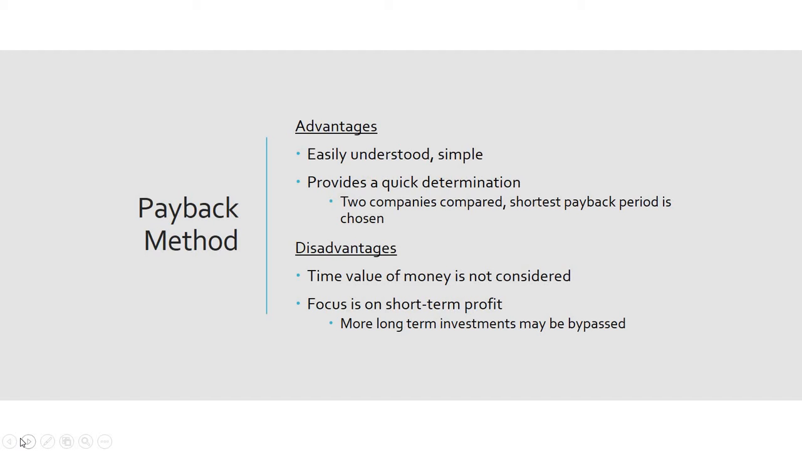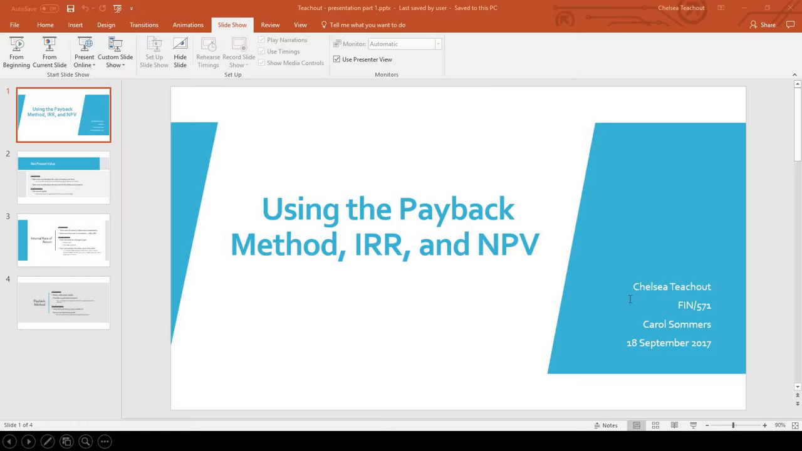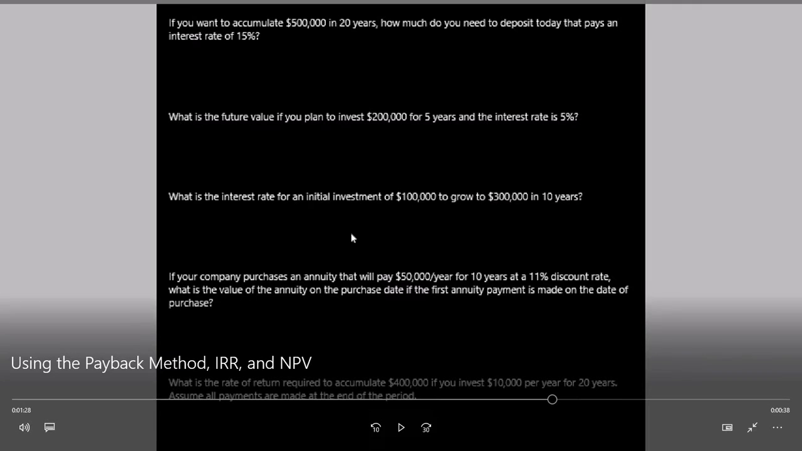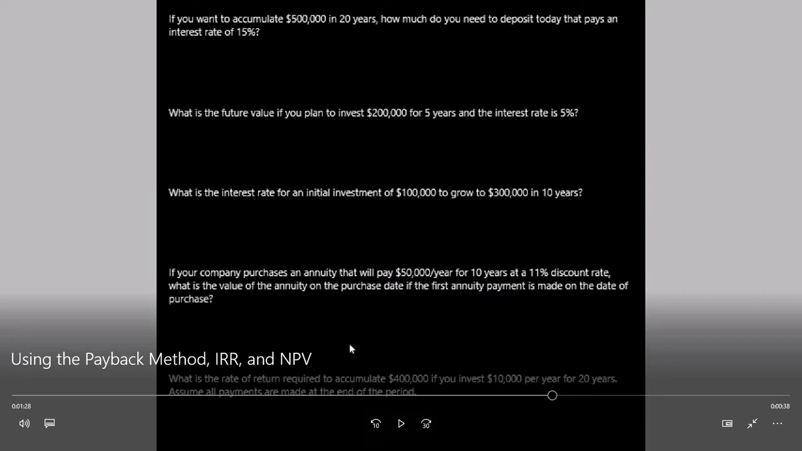In order to further explain each of these methods, we will now go through a number of examples to illustrate how these can be applied to evaluate project cash flows. So, the first question, if you want to accumulate $500,000 in 20 years, how much do you need to deposit today that pays an interest rate of 15%? So first, we see the formula here. We're trying to find the present value.